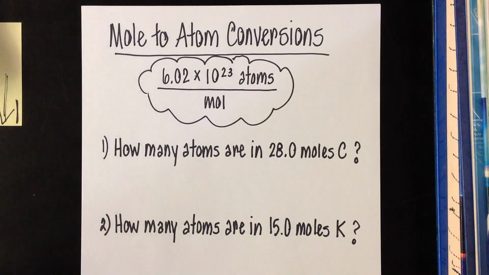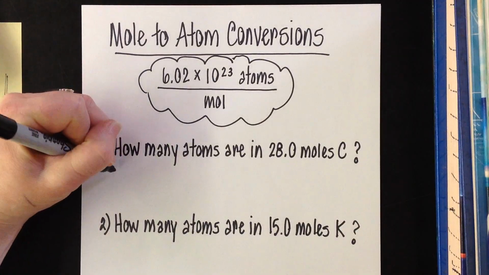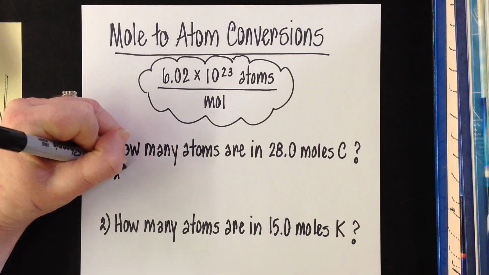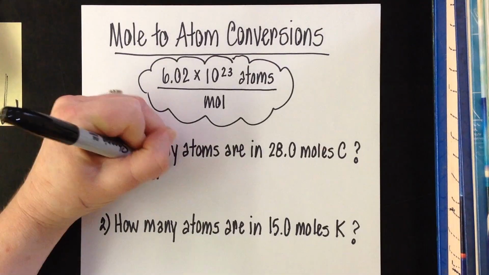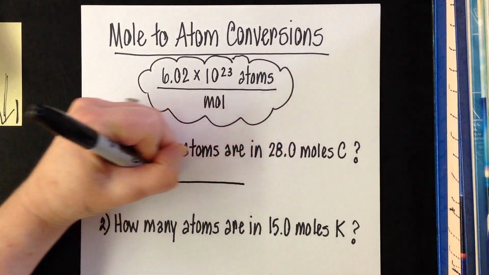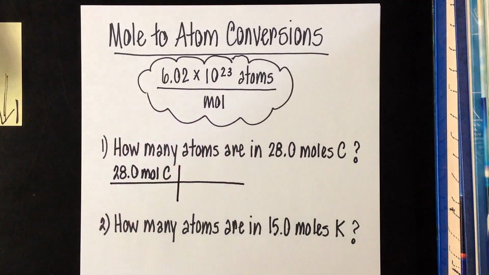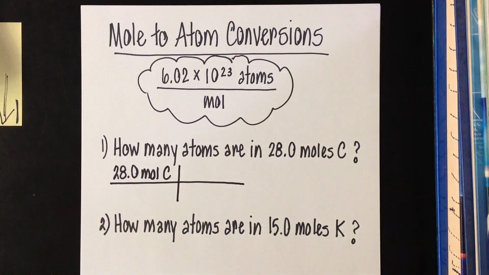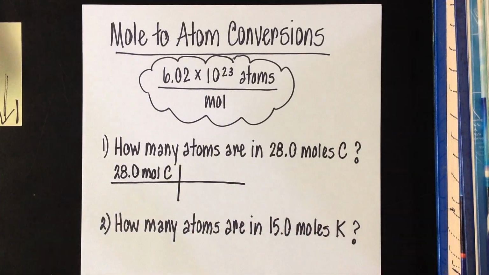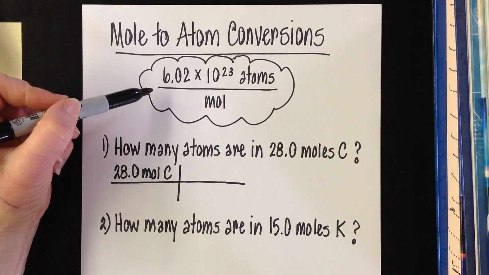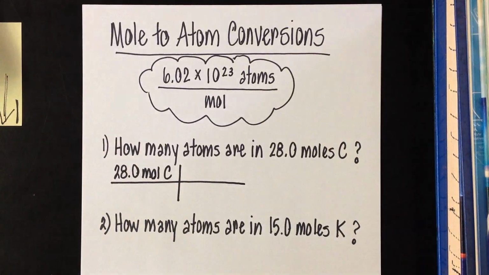So we're just going to start with the first one. How many atoms are in 28 moles of carbon? So once again, we always write down the given. So our given in this case is 28.0 moles of carbon. We're going to draw our long line and our short line. Now, what we're going to ask ourselves is this. Do I know a way to get from mole to atom? Again, what is that toggle button? What tool do I have in my toolbox to do that? And in this case, you're going to use the ratio 6.02 times 10 to the 23rd atoms per mole.